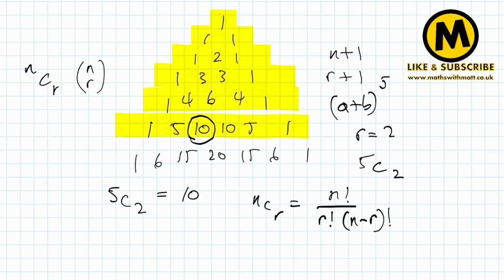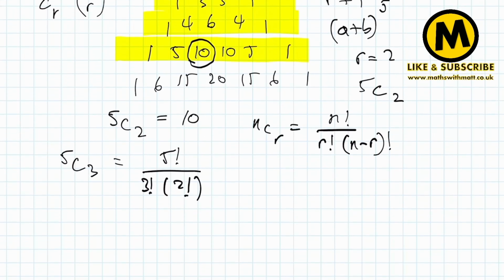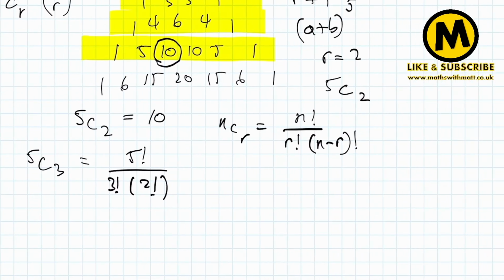Let's try and calculate 5 choose 3 using the factorial method. That means 5 factorial over 3 factorial, and 5 minus 3 is 2 factorial. And remember that factorial means 5 factorial would mean 5 times 4 times 3 times 2 times 1, 3 factorial is 3 times 2 times 1, etc.